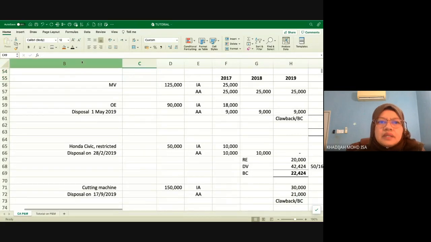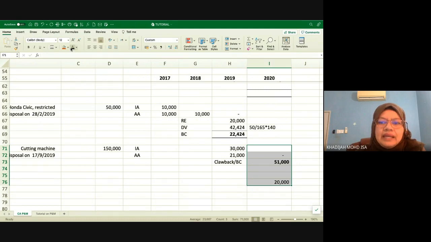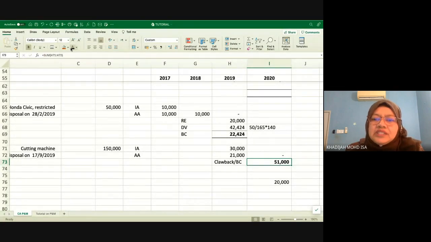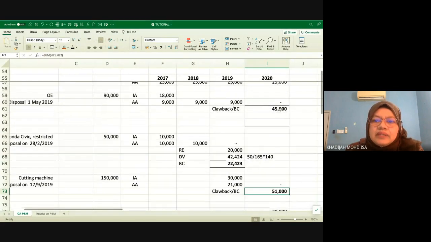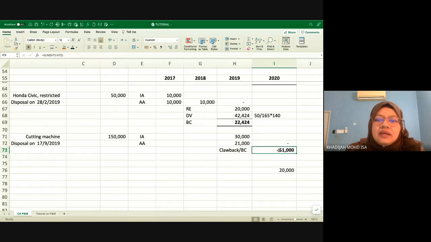Alright, so I think that the disposal is in YA 2020. So when you have YA 2020, it means that you are not going to claim any allowance in 2020. But because it's a clawback, the holding period is less than 2 years, whatever deduction or claim or allowance that has been given will be taken back, clawed back and treated as a balancing charge in YA 2020, which is the year of disposal. So you have another balancing charge in YA 2020. Just now you have YA 2020 also 45, and then you have another 51,000 in YA 2020.